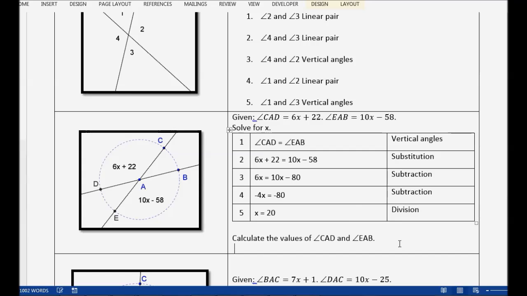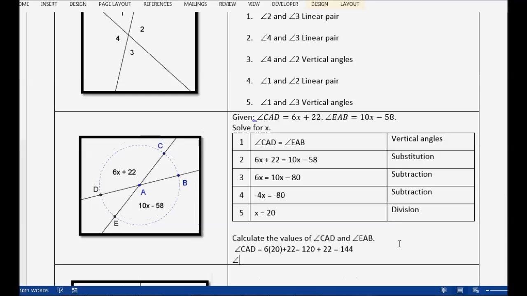So now we go in and we calculate the values. Angle CAD is equal to 6 times 20 plus 22. That's 120 plus 22, which is 144. Angle EAB is also equal to 144, but let's check it. 10 times 20 minus 58. Okay, that's 200 minus 58, which is 142, and of course I see now that I made a mistake there. But I'm not going to redo the video this time. I made a mistake earlier too.